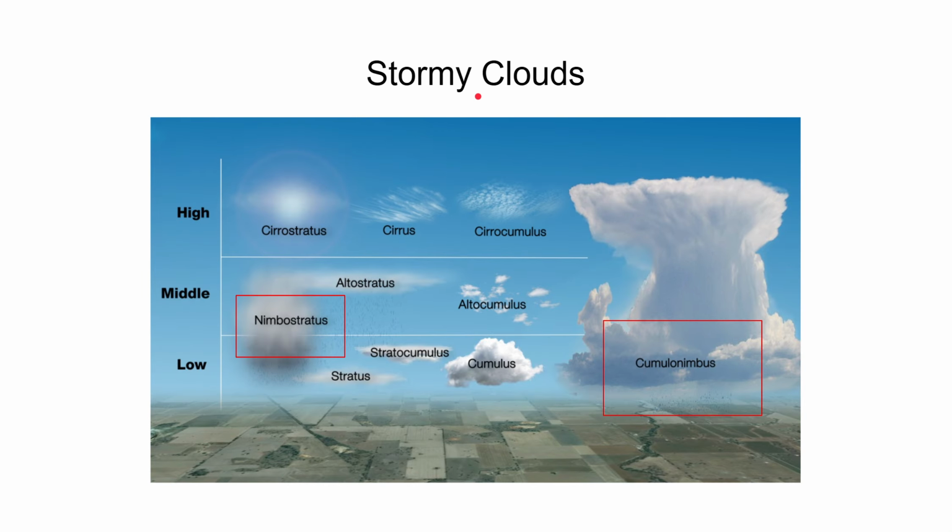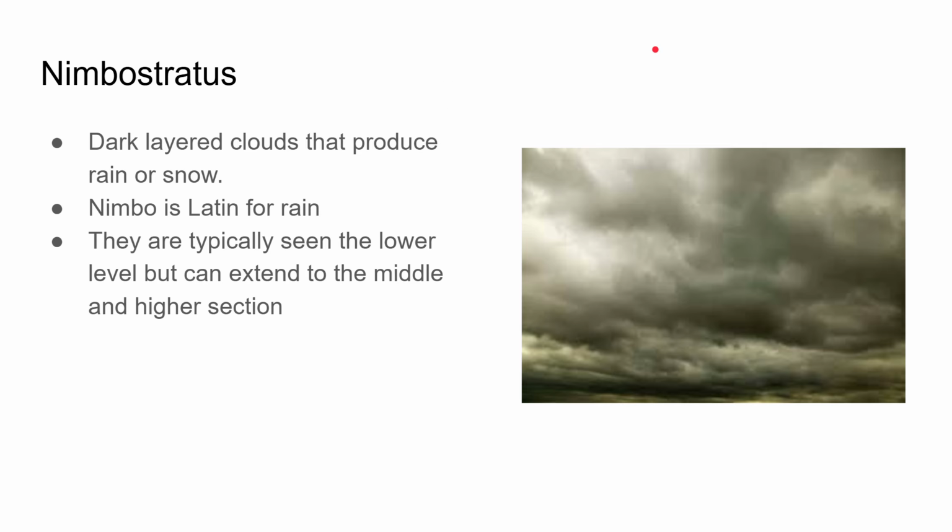Okay, stormy clouds. Okay, nimbostratus and then cumulonimbus. So the nimbostratus, if you can see, kind of ranges from low to middle. And then the cumulonimbus can go all the way from low to high. And these clouds will indicate rain.